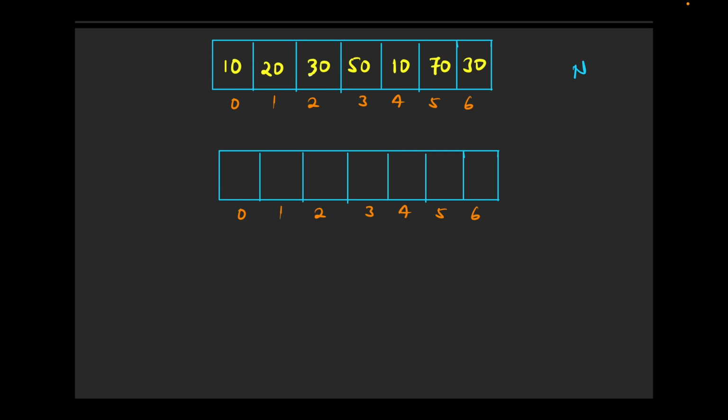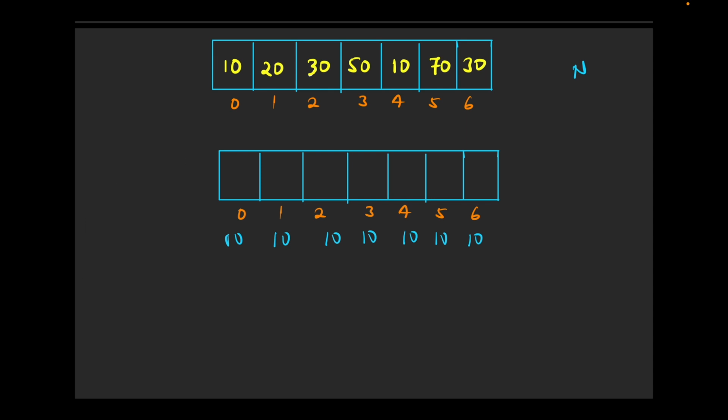So let's start with 10. So 10, for how many subarrays are you smaller? It is also smaller for subarrays of size 2, subarrays of size 3, smaller than 50, smaller than or equal to 10, smaller than 70, smaller than 30, which means 10 is smaller for every subarray, right? 10 is smaller for every subarray.